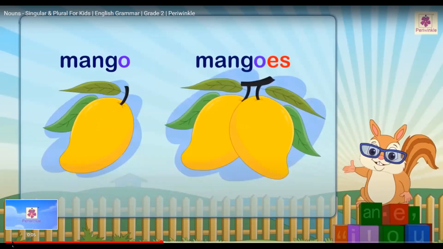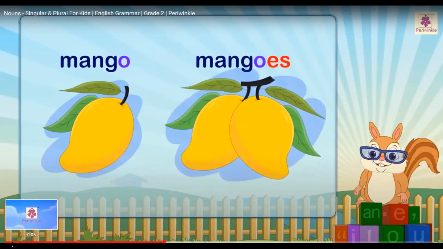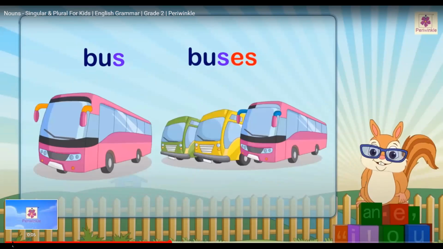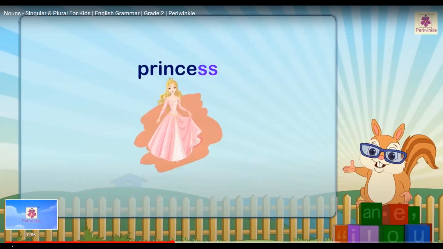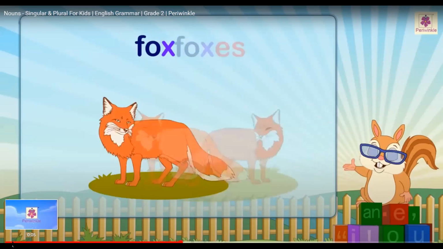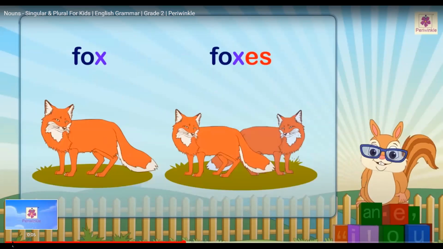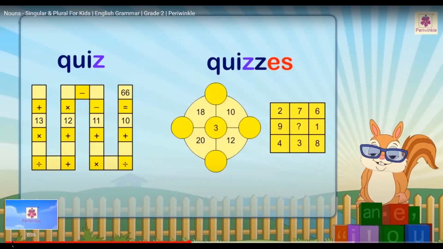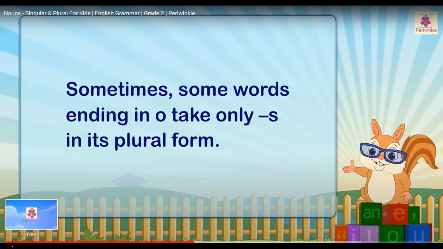Mango, the last letter is O, so we are adding ES. Bus, the last letter is S, so we are adding ES. Princess, double S, so we are adding ES. Fox, the last letter is X, so we are adding ES here. Quiz, the last letter is Z, so we are adding ES here.